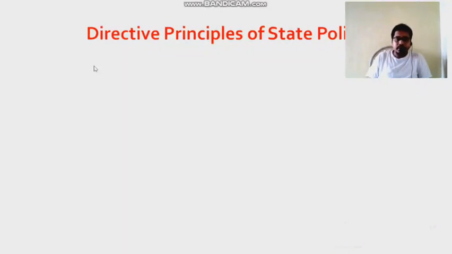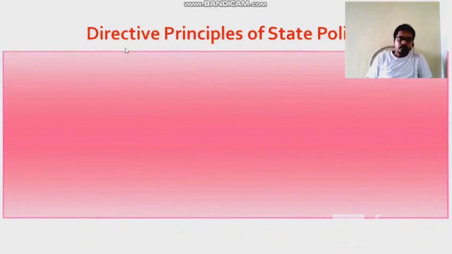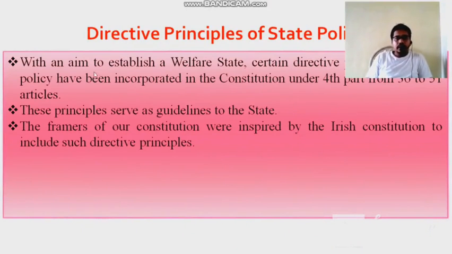Nothing but some principles or rules for the state to maintain the administration. Let us come to know what guiding principles the Constitution has given to the state for development. With an aim to establish a welfare state, certain directive principles of state policy have been incorporated in the Constitution, in Part IV, from Article 36 to 51. These principles serve as guidelines to the state.